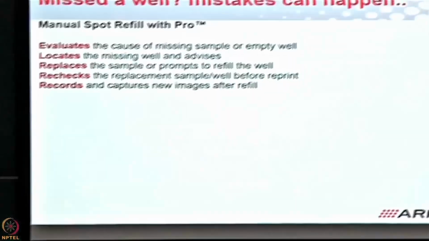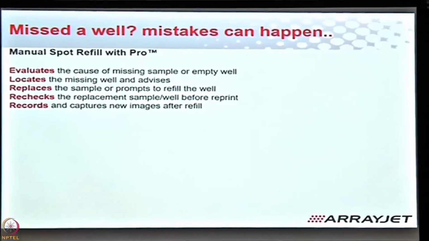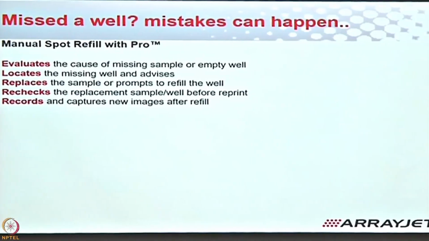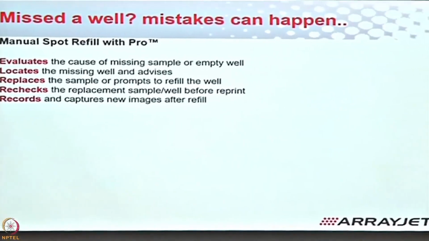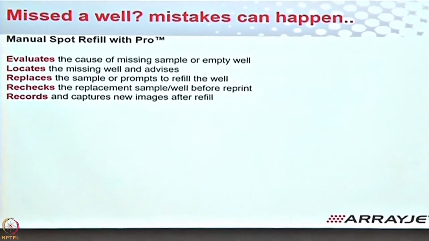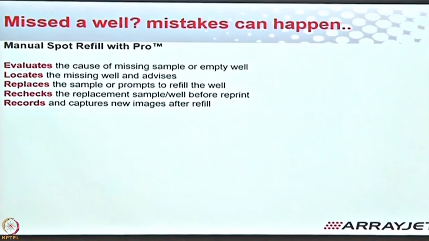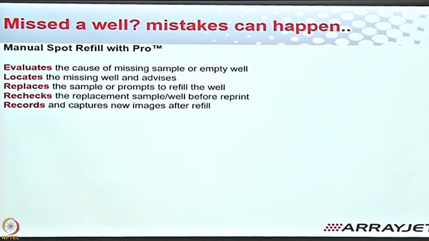But there are methods where you can do a manual printing as well, where it evaluates the cause of the missing sample or the empty well, where you've forgotten to put a sample in. It locates it from the whole slide deck of hundreds of slides of many arrays. It will be able to detect where exactly it has been missed, and it replaces it with the sample that is already in the print head.